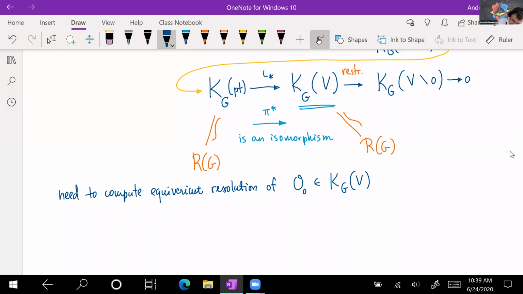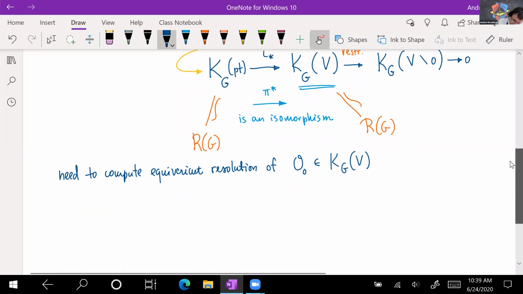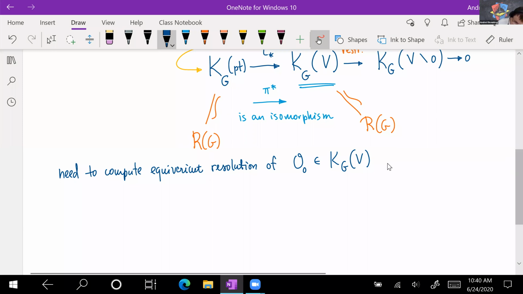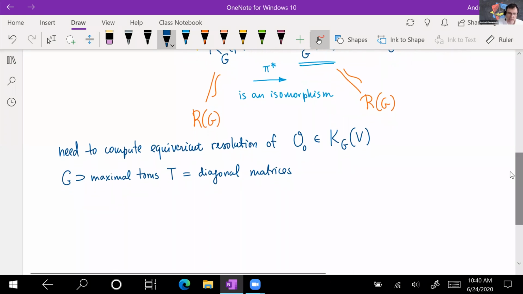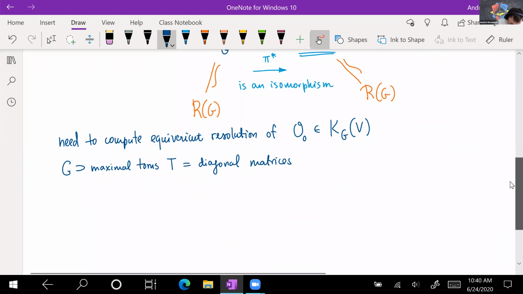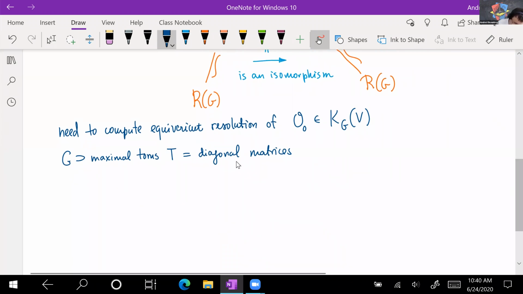So in general, suppose I have my group G which contains the maximal torus T, which is diagonal matrices. And so it is generally very useful to think about T-equivariant resolutions. In particular, any G-equivariant resolution is a T-equivariant resolution. So suppose we're in 2 dimensions. Let's just start by way of an example.